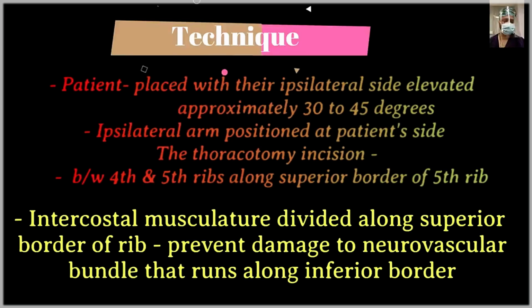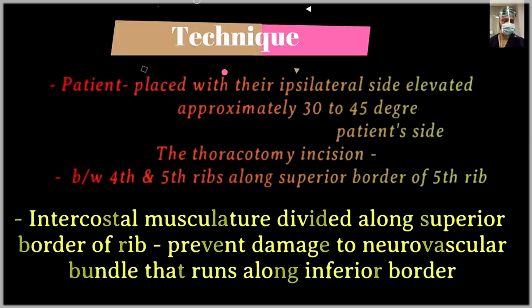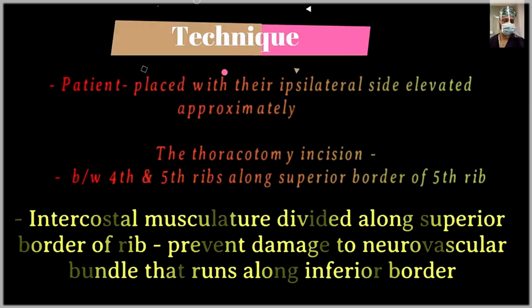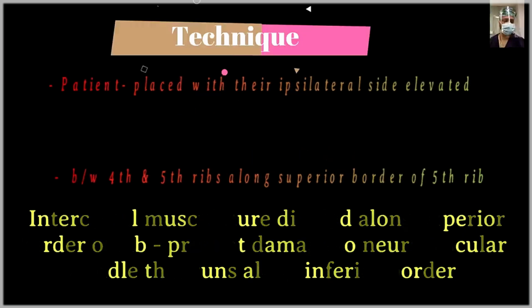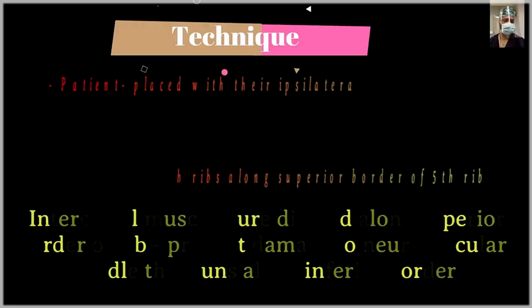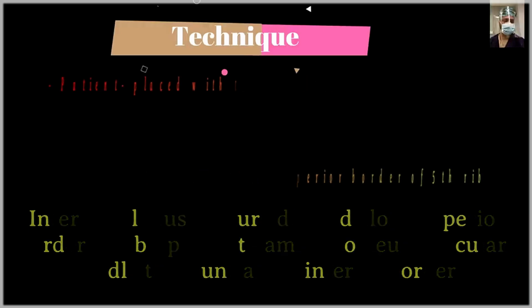So the incision is lower, so we can go below the fifth, or if the incision is very high, we can go above the fourth. But the fourth and fifth, along the superior border of the fifth rib, is usually the safest entry of the chest, and the intercostal musculature is divided along the superior border of the rib to prevent damage to the neurovascular bundle that runs along the inferior border of the rib, that all of you know already.